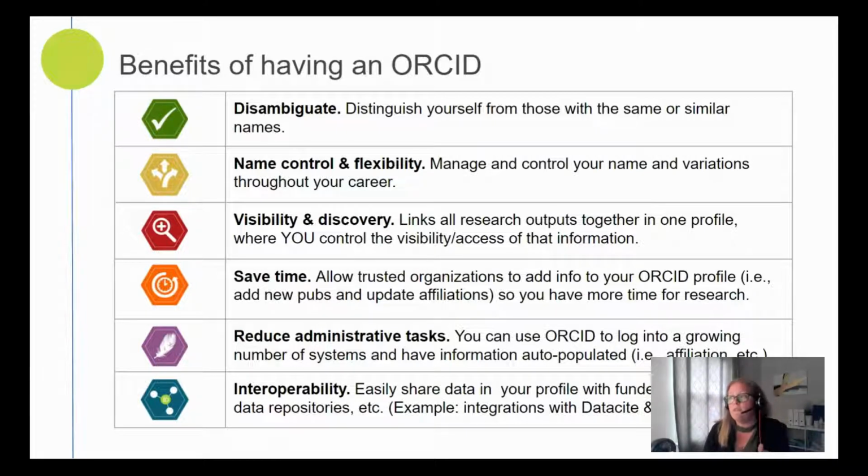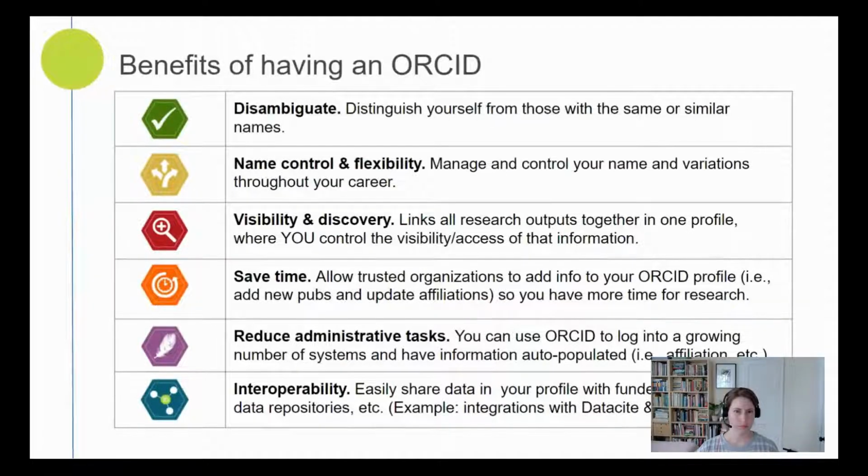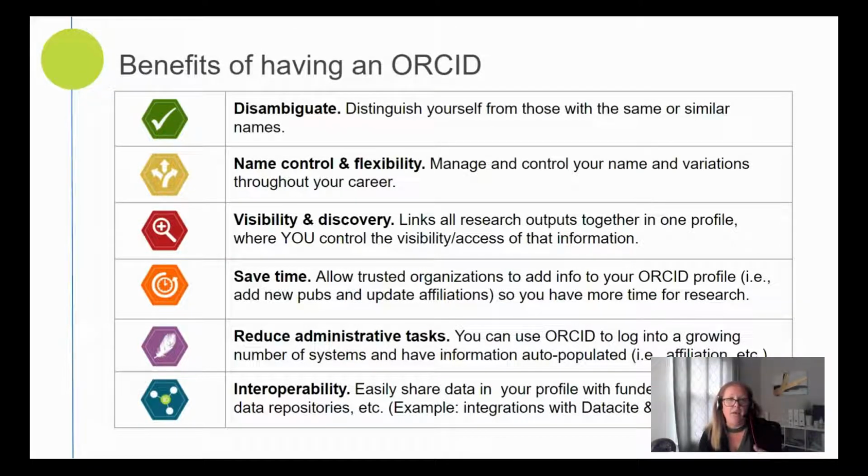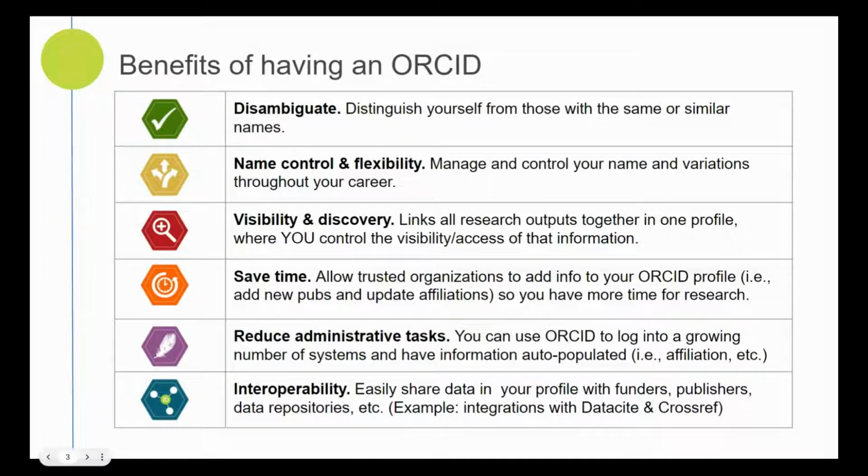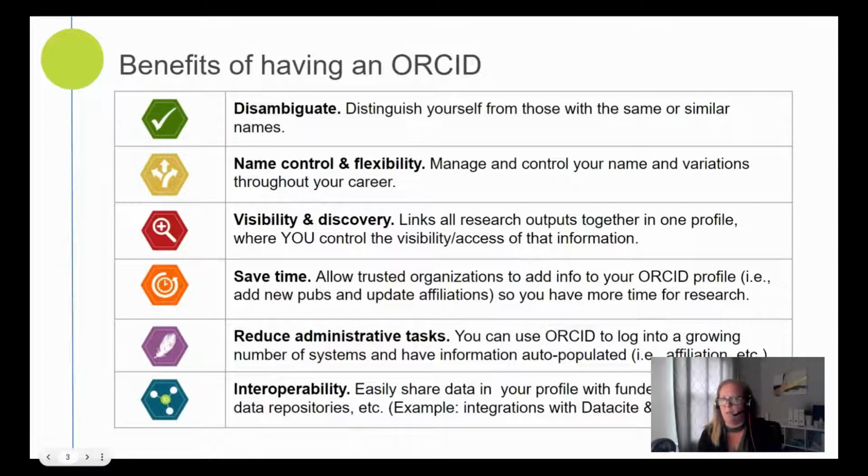ORCIDs promote visibility and discovery because it links all of your research outputs together, and you have control of who can see and access that information. But it's all in one profile. Because it's all in one place, you can save time, and also you can allow trusted organizations to add to your ORCID profile. So, adding new publications or updating your affiliation information, which means it's going to save you time to do more research, to work on your things. And we'll get more into that trusted organizations part in a bit. If anyone has a question about that, we'll get into it in just a minute.